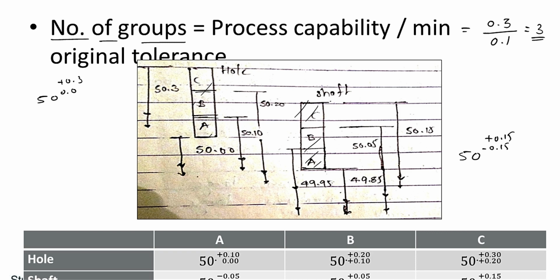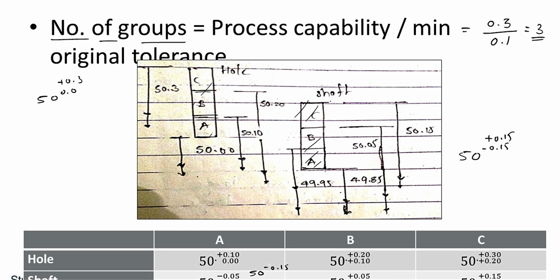And then you have to name those groups as group A, group B, group C. And then there is a shaft. You have to make groups of shaft also, A, B, C, and then you have to write the group of shaft also. Here the dimensions are not visible. I'll write it for you.